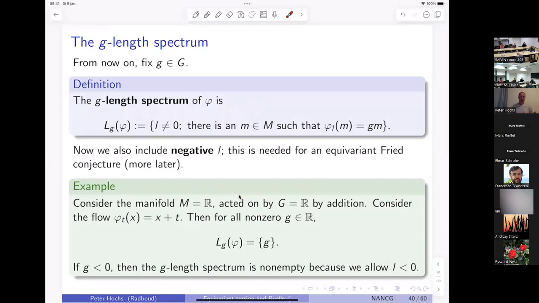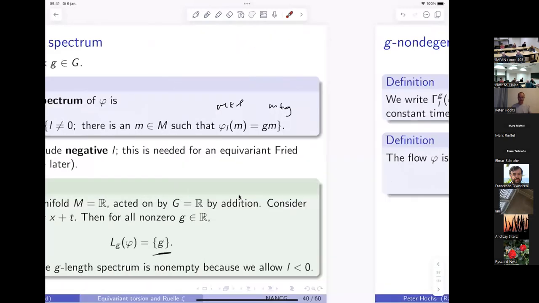Just to indicate why it might be useful to include negative L in this case, suppose we have R being acted on by R itself, and the flow is just the simple flow of translation by T. Then if you have a non-zero group element in the real line, because this flow is so simple, the left-hand side is M plus L, and this is also M plus G. So the only possible L is just G. And G can be negative. So if G is negative, we would like to allow negative numbers L, so you get some information.